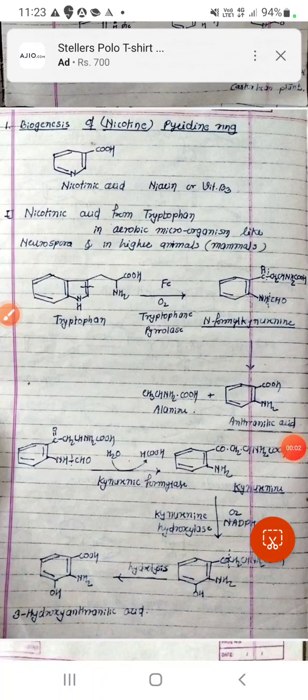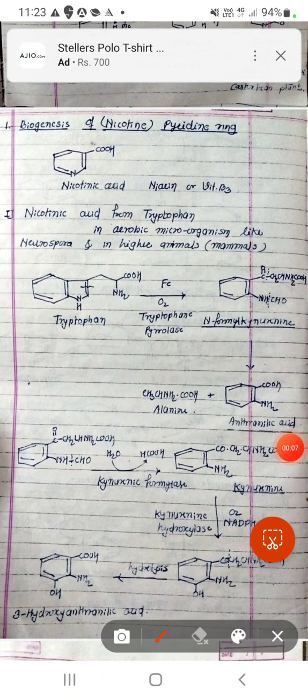Hello students, in this lecture we are going to study the biogenesis of nicotine in which pyridine ring is present. So this is the structure of pyridine ring. So nicotinic acid, how it is synthesized, we are going to see. So the precursor for this is tryptophan.